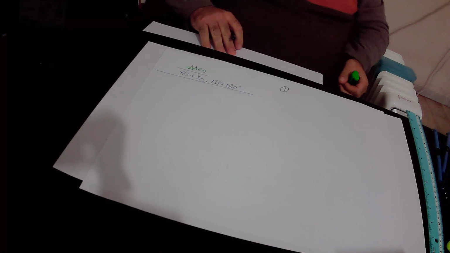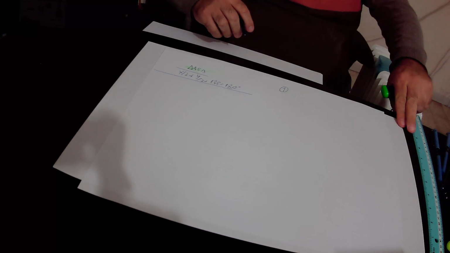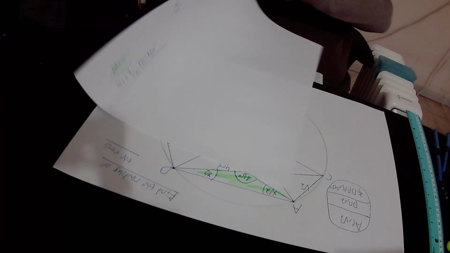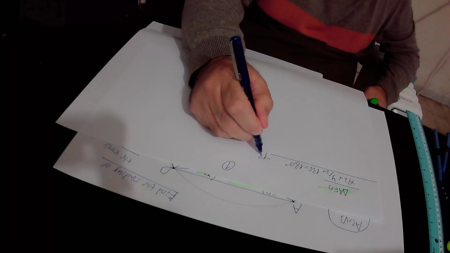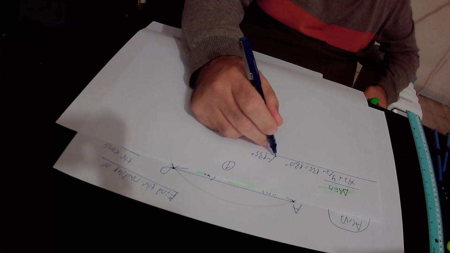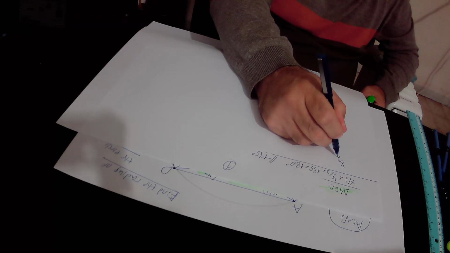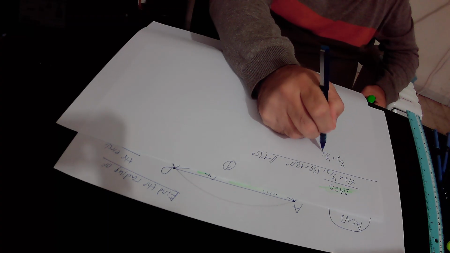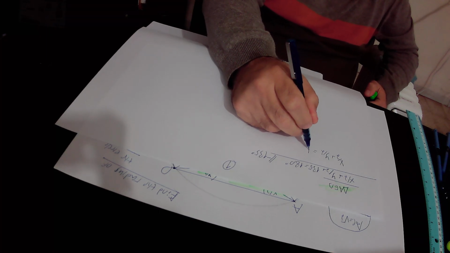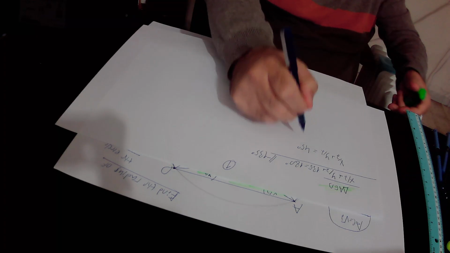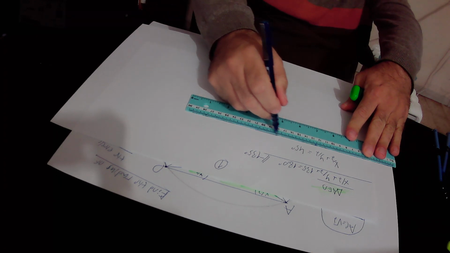Okay, so we subtract 135 degrees from this equation, and we get that x over 2 plus y over 2 equals 180 degrees minus 135 degrees. It is equal to 45 degrees. x over 2 plus y over 2 equals 45 degrees.